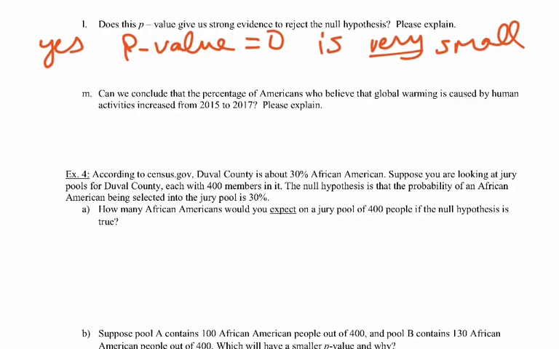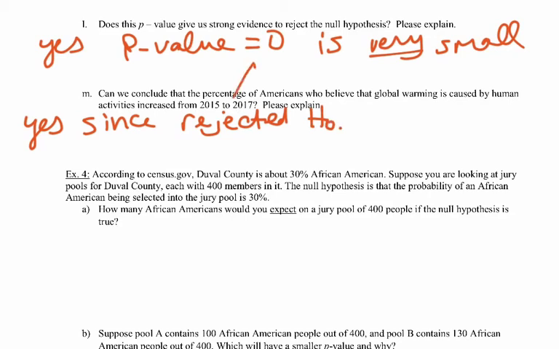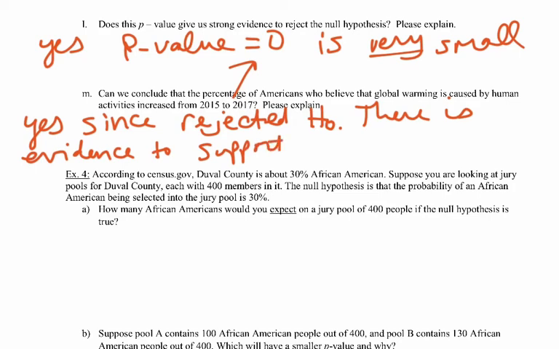Has that increased from the 2015 to the 2017 year? So we would say yes, since we rejected H naught. Why did I reject H naught? Based on that p-value that I calculated for my statistic of 8.26. We rejected H naught. So we can say there is evidence to support the alternative hypothesis.